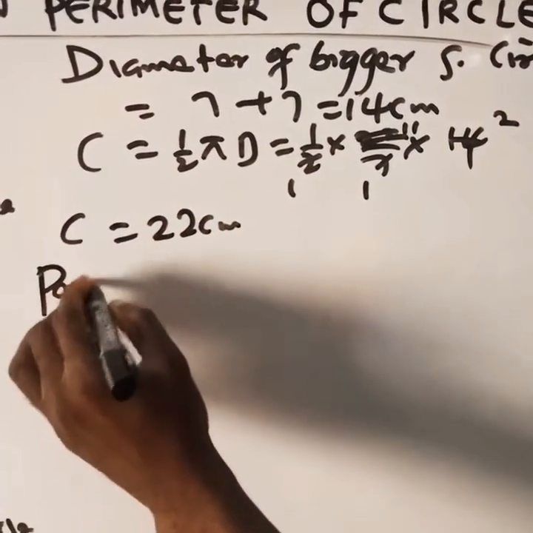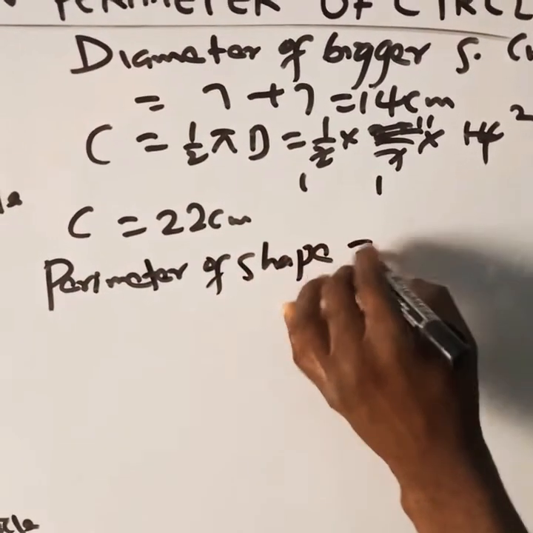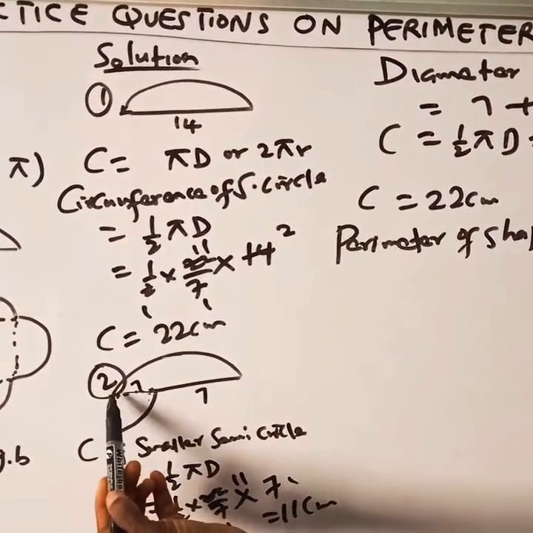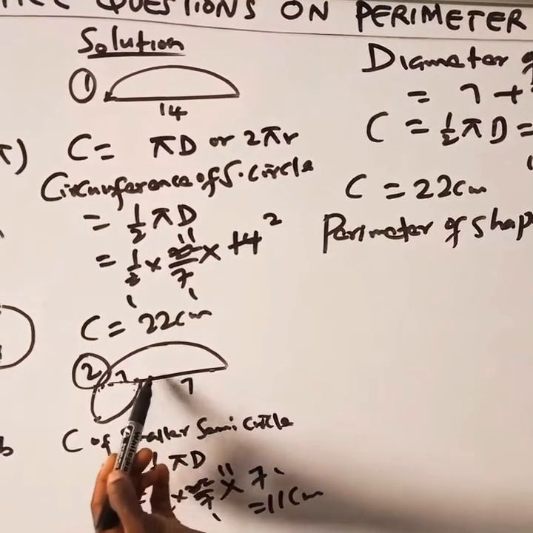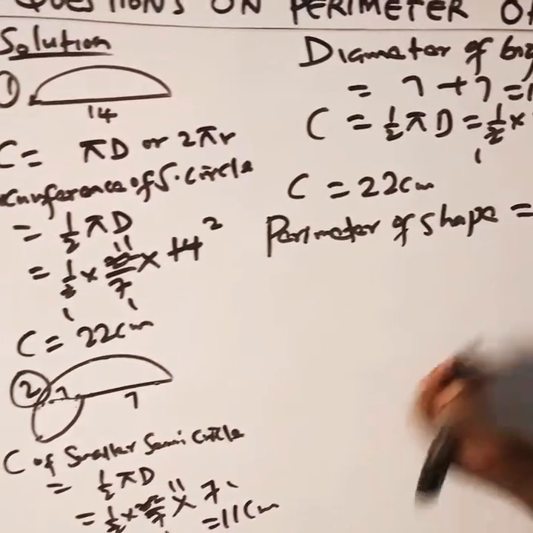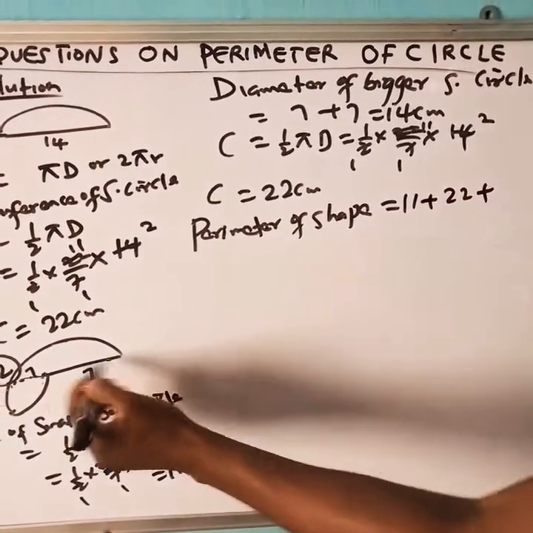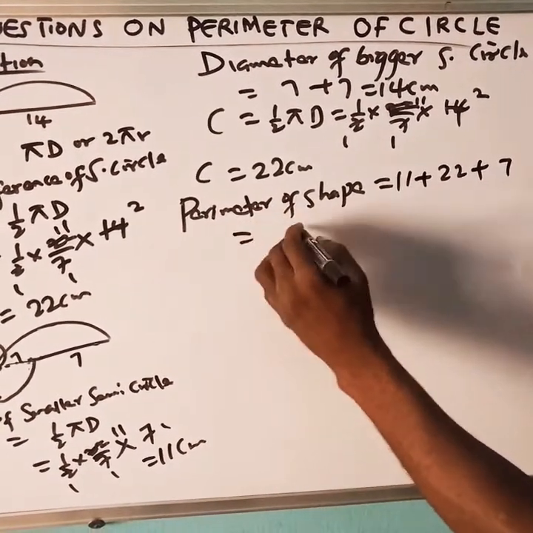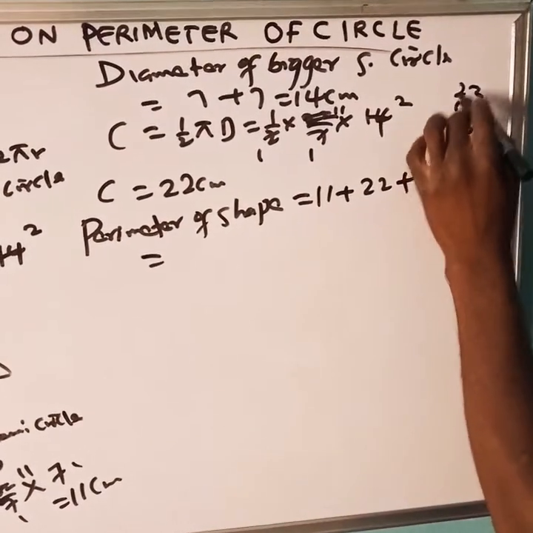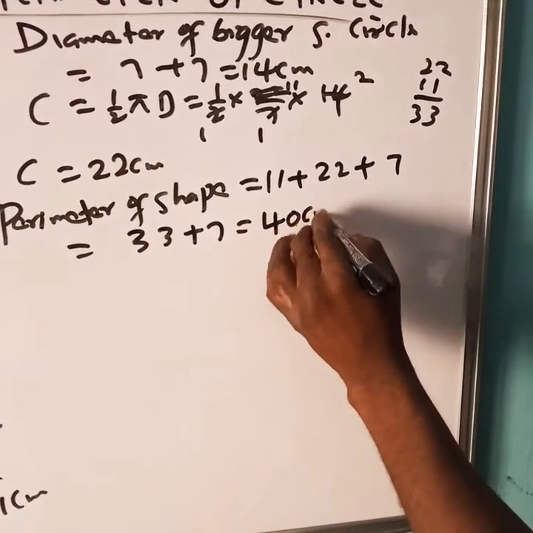So the perimeter of the shape is equal to... now look at this. The perimeter of this shape will be this circumference plus this circumference plus this 7, because perimeter means you walk around the shape. So that will be 11 plus 22 plus 7. 11 plus 22 is 33, plus 7, and that is 40 centimeters.